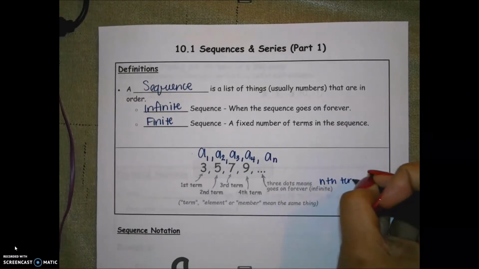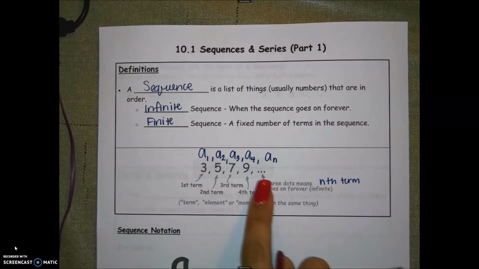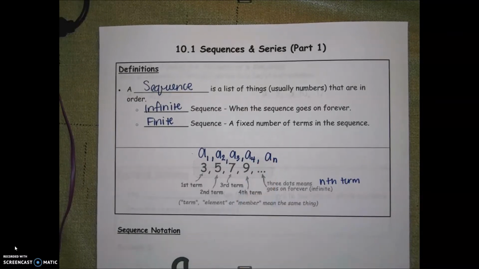In this written form, this is considered to be an infinite sequence because the ... means it continues on and on forever. But if I did not write the ..., it would be just 4 numbers in the sequence, which is finite. So that's the difference between infinite and finite.